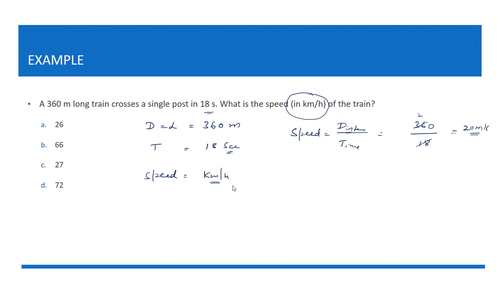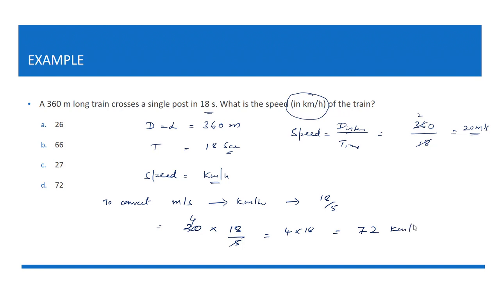Now we need to convert it into kilometer per hour. To convert meter per second to kilometer per hour, what we need to do? We need to multiply by 18 divided by 5. So that is going to be 20 into 18 by 5. 5 ones are 5, 5 fours are 20, so 4 into 18, which is 72 kilometer per hour. The answer here is D. Fine. So in this particular case, the train is going to pass or cross only a single post, correct?